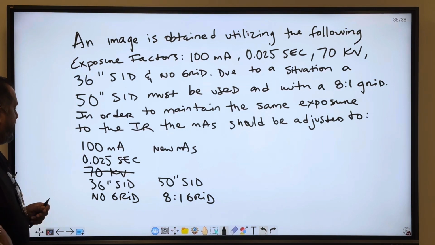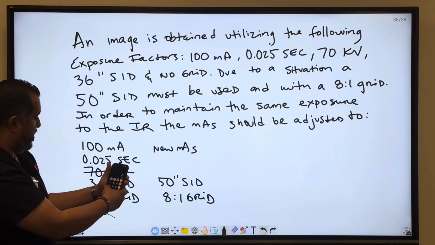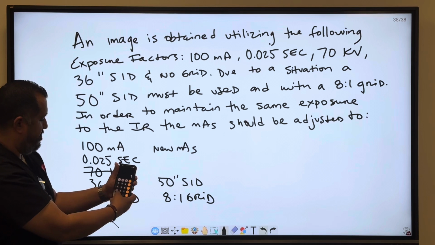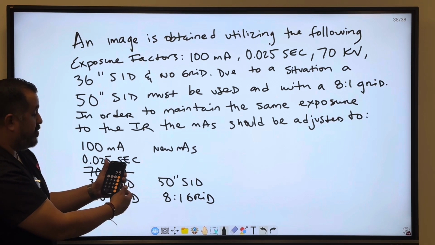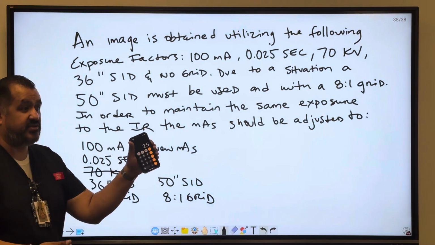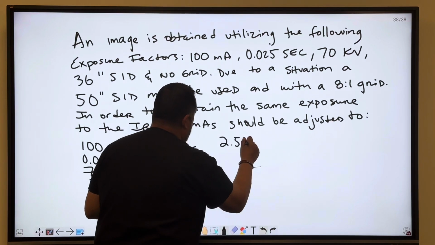So we got 100 mA. All right, so now that we got our factors chosen, we're going to do 100 mA times 0.025 equals 2.5 mAs. All right, is that what you guys got? 2.5? Okay, so we got 2.5 mAs.